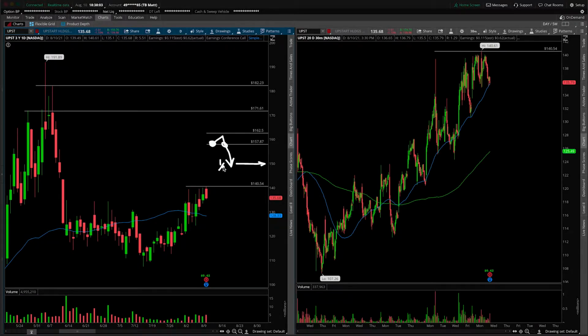Maybe take off half position here, and then hold out on the other half to come in and do the full gap fill down at 140.50. So again, first half here, second half down there.